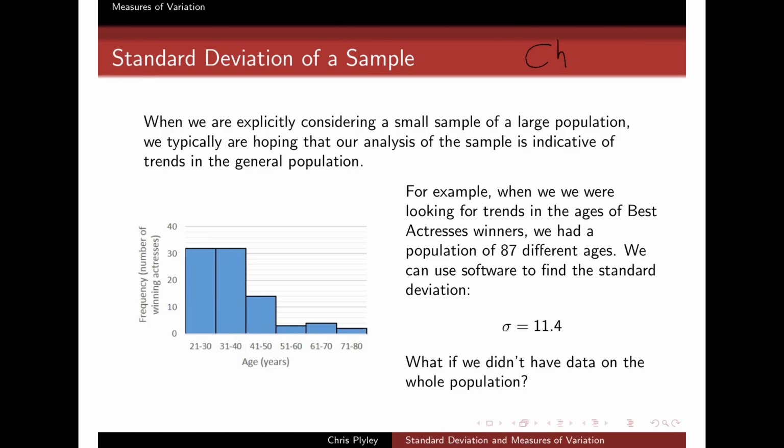Chris Pliley here once again talking to you about Map 235, continuing to talk about standard deviation. And today what I really want to talk about is why we have a different formula for the standard deviation of a sample and of a population. So we already did one example of finding standard deviation using the population formula, and I want to tell you why, if I'm specifically referring to a sample, we should use a different formula.